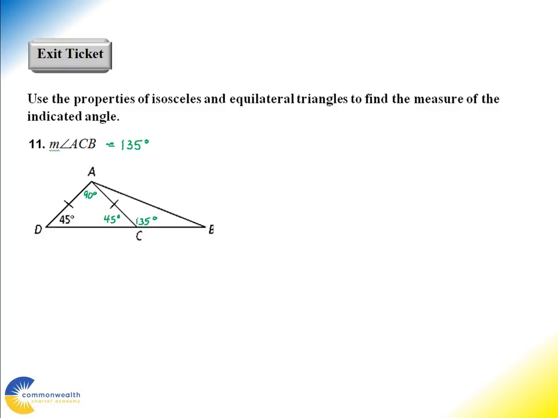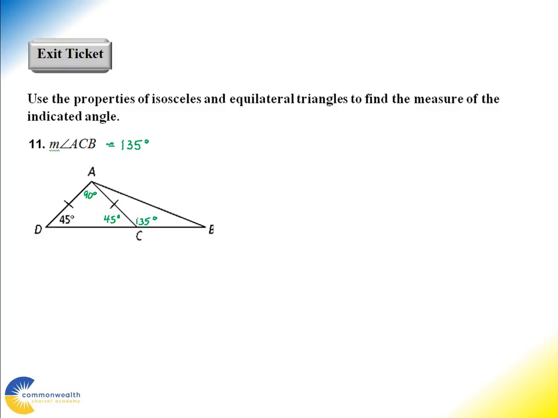And because of that, I know the two sides are congruent inside the triangle ADC. So they should both be 45 degrees, which means that the remaining angle is 90 degrees for angle DAC.